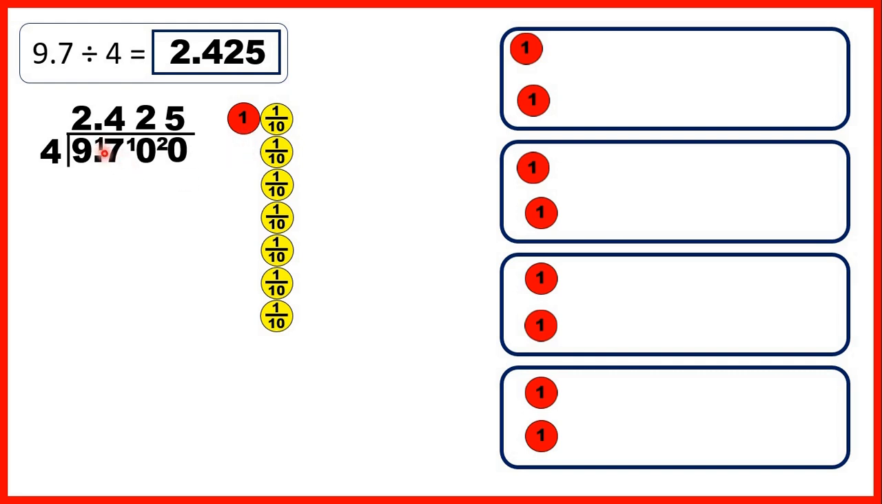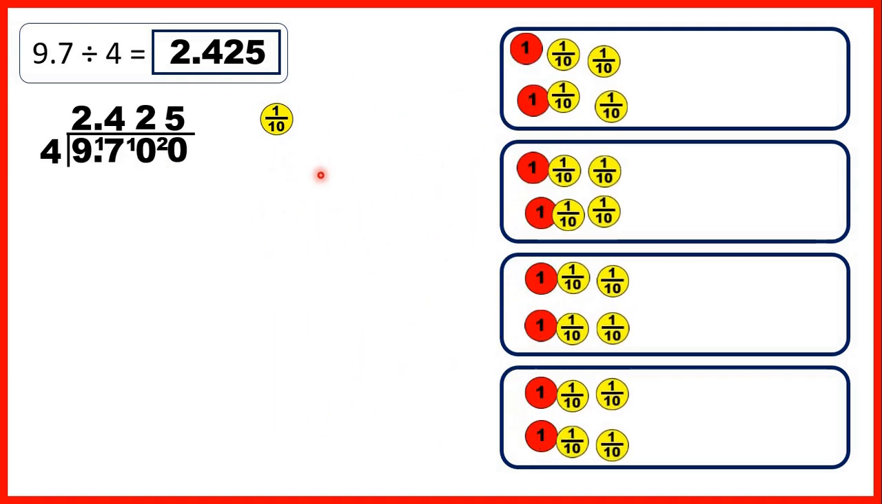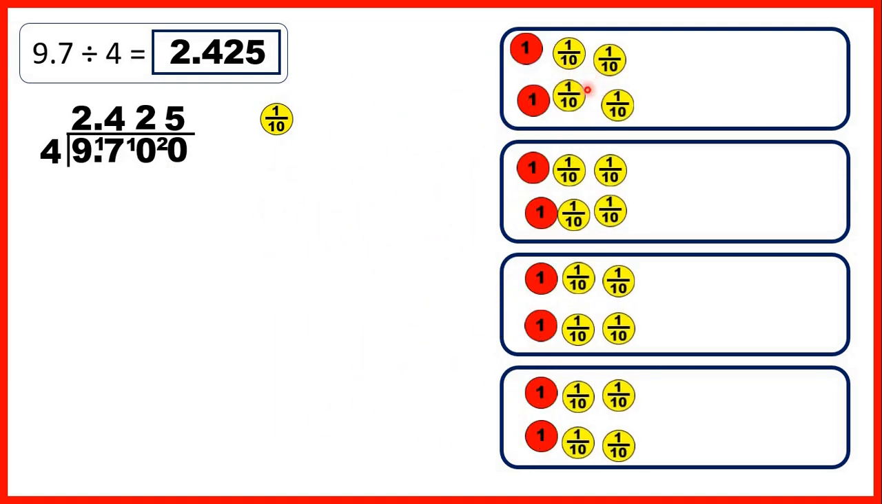We could write that in front of our tenths digit because 1 whole is the same as 10 tenths, so then that gives us 17 tenths. We can share out those tenths with 4 tenths in each group, so that's 4 in the tenths digit of our answer, but then we have 1 remaining tenth.